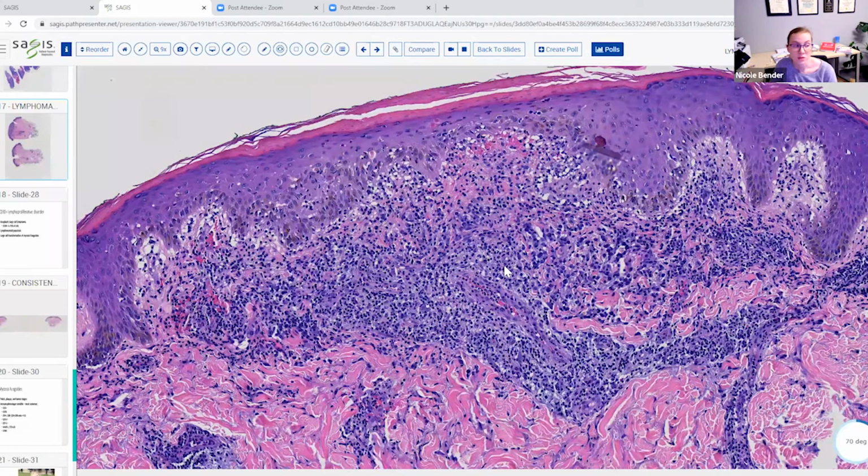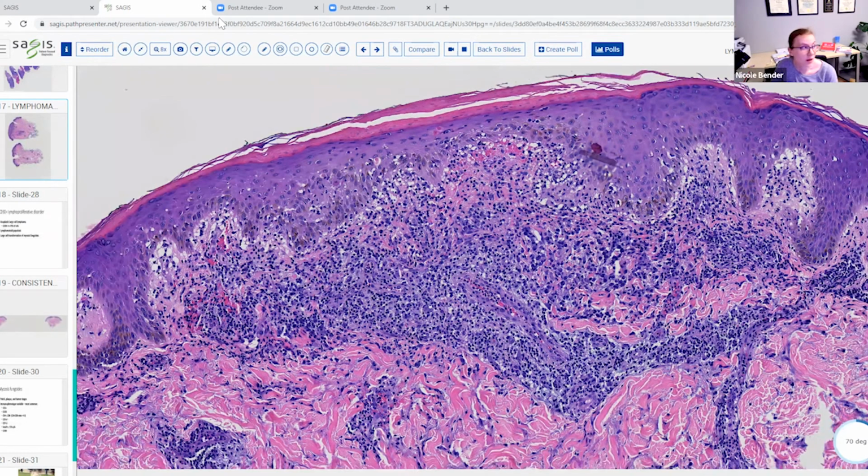The differential diagnosis for this is arthropod assault and pityriasis lichenoides. Pityriasis lichenoides should lack those large atypical CD30 positive cells in the infiltrate, and given that this also has prominent interface change, arthropod assault really shouldn't have that, so that's excluded as well. So this is type A lymphomatoid papulosis.